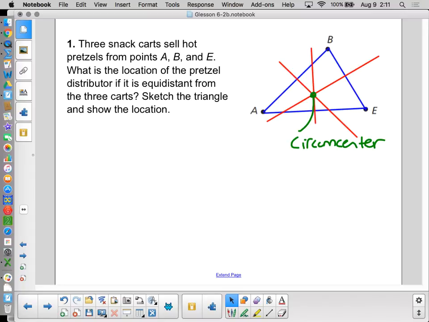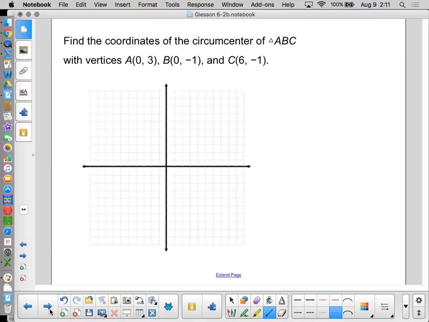But I think the big deal here is to remember that this is the perpendicular bisectors. That's equidistant from the vertices, these distances now. And again, approximately, not too horrible. That's equidistant from the three vertices. How do we do this in the coordinate plane? Well, find the coordinates of the circumcenter of triangle ABC with vertices at A (0, 3), B (0, -1), and C at (6, -1).